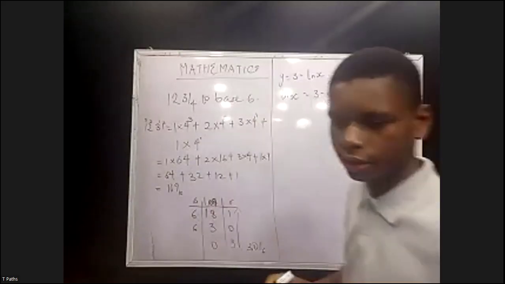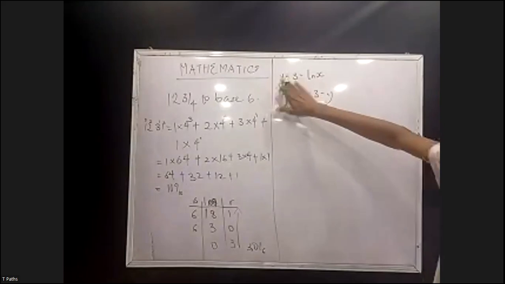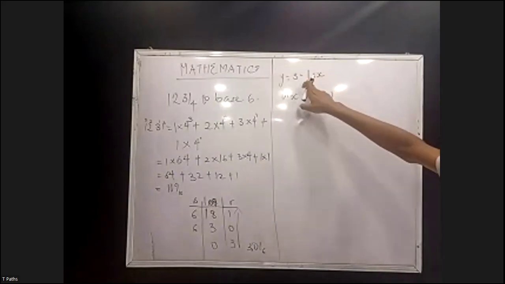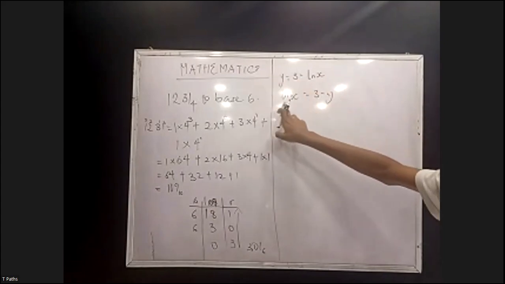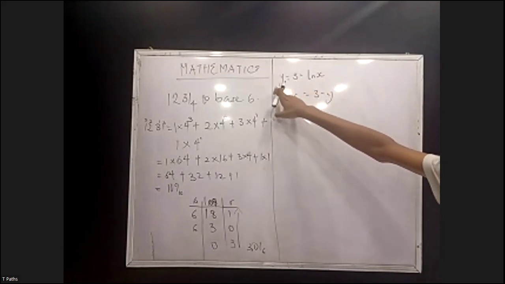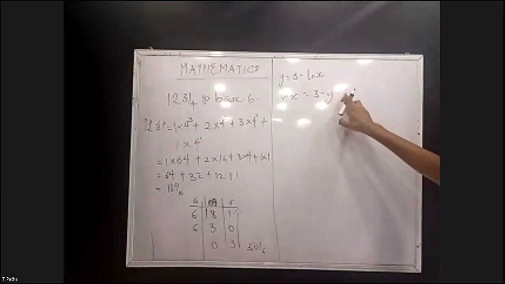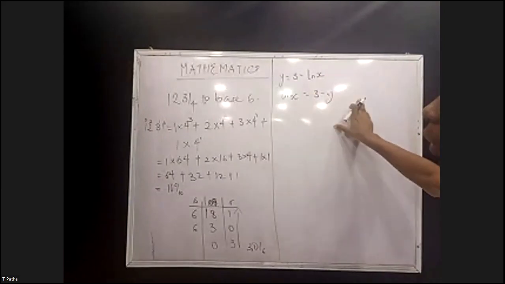If you guys know how I did it, I brought this to this side and I brought this to this side. When I'm bringing this ln x to this side, it's changing from a negative sign to a positive sign. I'm having ln x here. And then I'm bringing my y, which is positive here, to this side. It's becoming negative. So I have ln x is equal to 3 minus y.